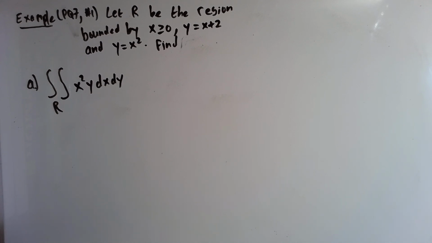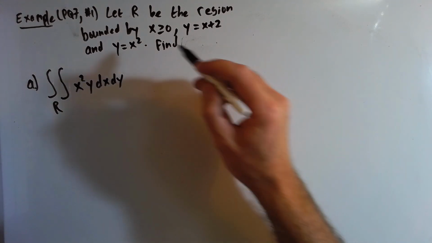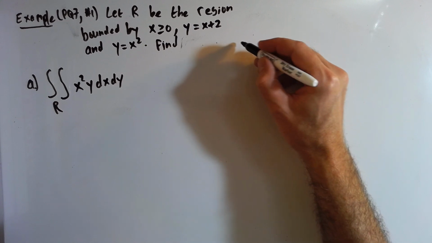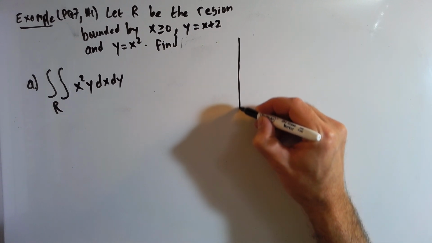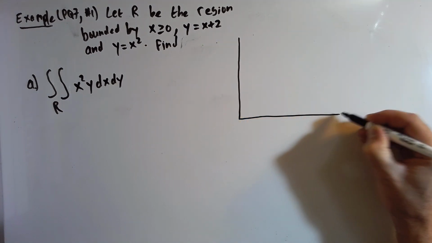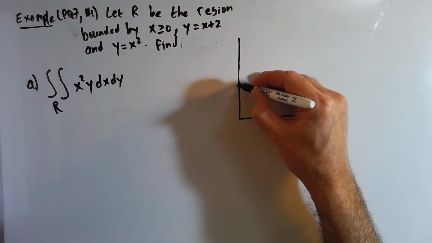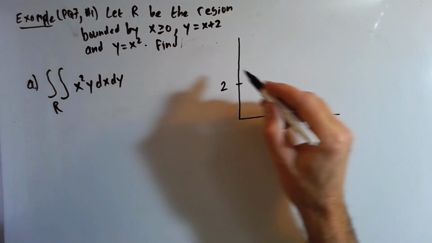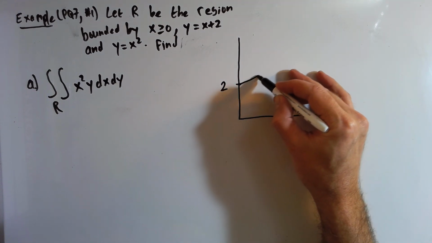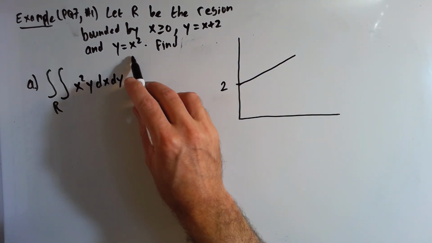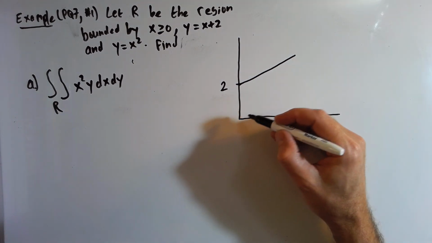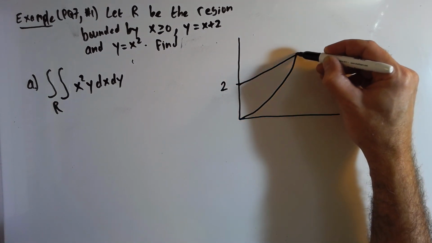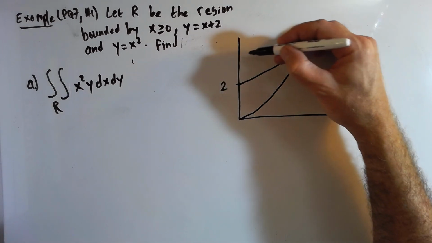This time it's not going to be a rectangle. So it's saying x is greater than 0, and it's a parabola. So let me do a graph here. Say here's 2. So at 0, this line is at 2, so it's going to go like this, this line. And it's a parabola, so we're looking at the right half of it, so it's going to go like this. And it's going to come across here.